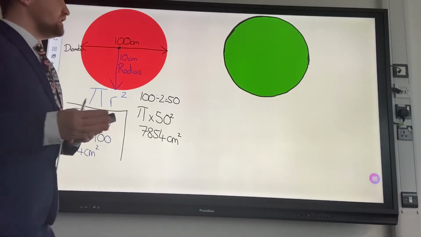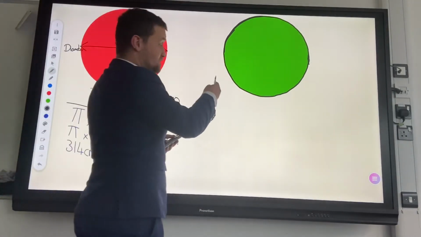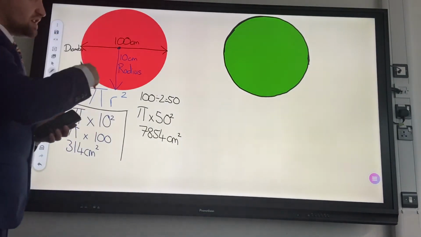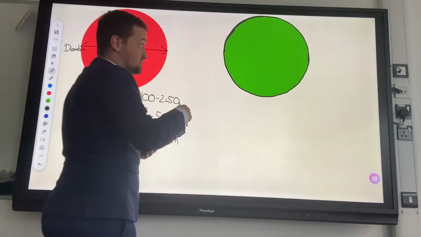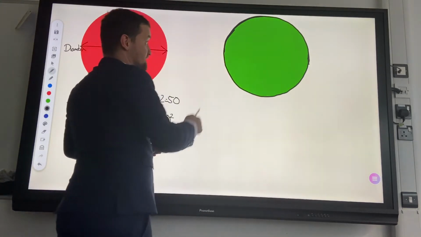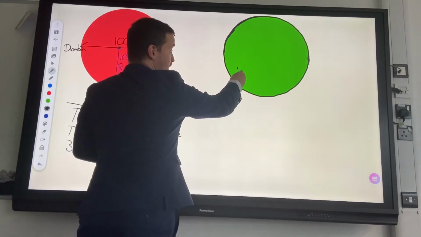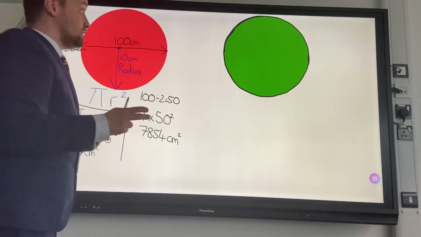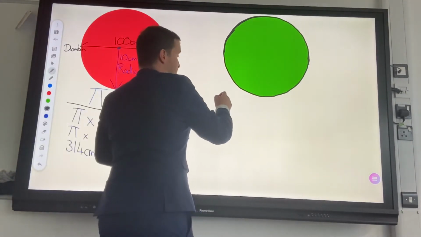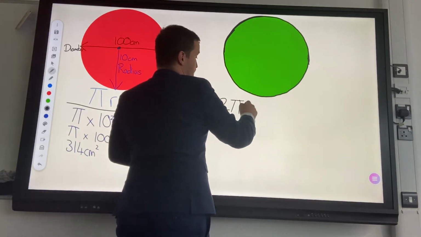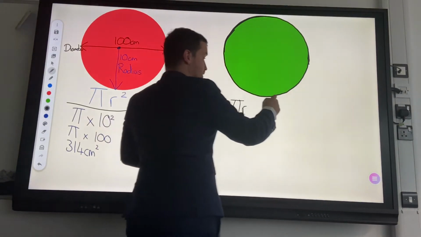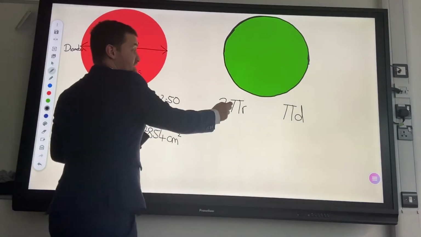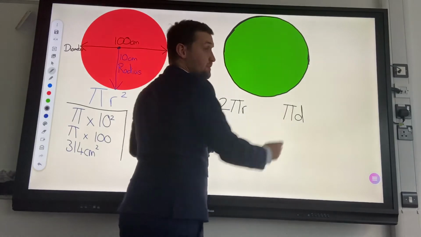Now the circumference still involves circles, but it is where the black line is the edge of the circle. It's how long the edge of the circle is. How far is it all the way around that circle? So it's not the green bit here, it's the actual black line that goes around. Now there's two formulas for this. The first one is 2 pi r, and the second one is pi d. R means radius, d means diameter.